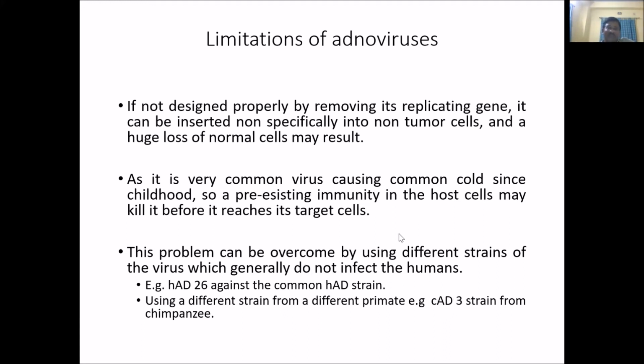Here the answer is that you can use a different strain for the second booster dose. For example, if the first dose is ChAd3, then for the second booster dose it will be, say, ChAd11 or 12. So in this way, immunological tolerance against the adenovirus can be overcome so that the vaccination program can be made more successful.